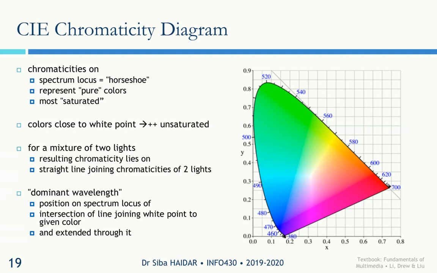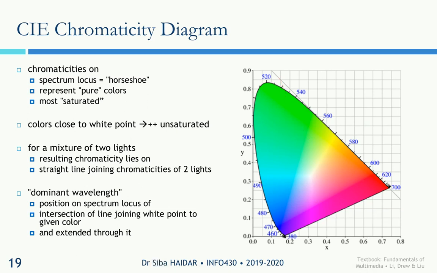Okay, another property of this chromaticity diagram is how to obtain the dominant wavelength. Suppose you have a color and you want to know which wavelength composing this color is the dominant one. You can position this color in the diagram, and the dominant wavelength is the intersection with the spectrum locus of the line joining the white point to the given color. So you just connect the white point to the color and you extend the line to the spectrum locus. This is the dominant wavelength in this color.